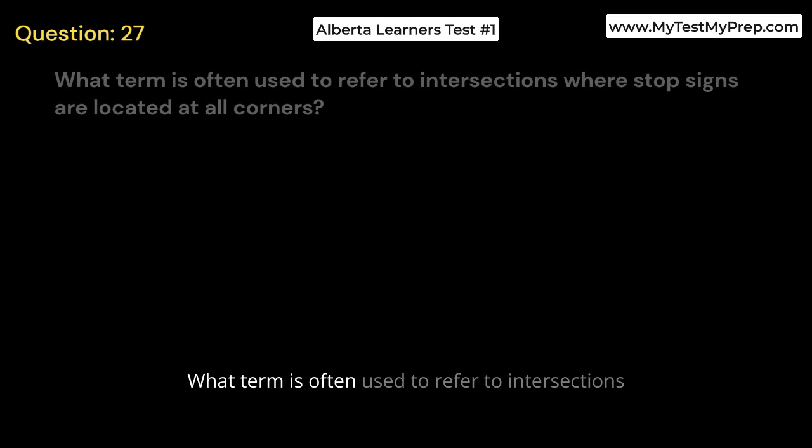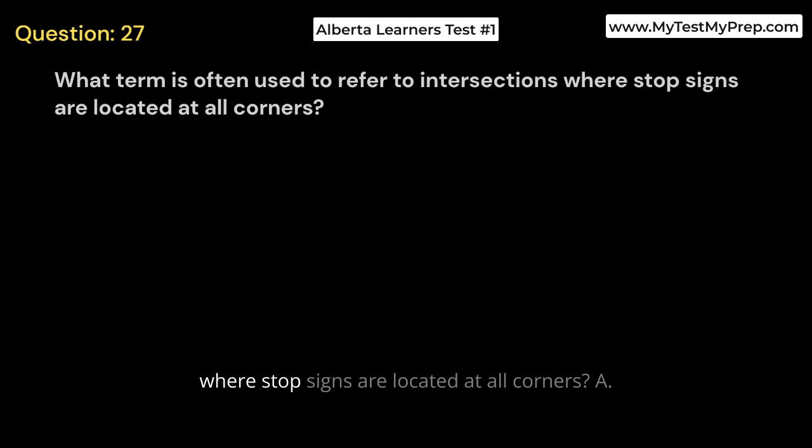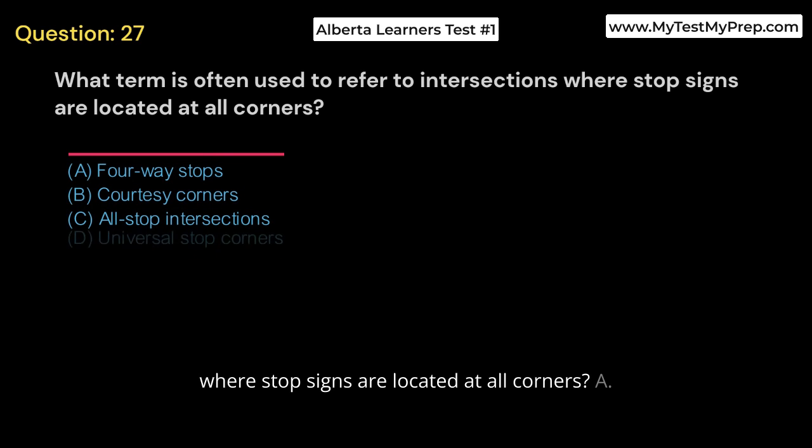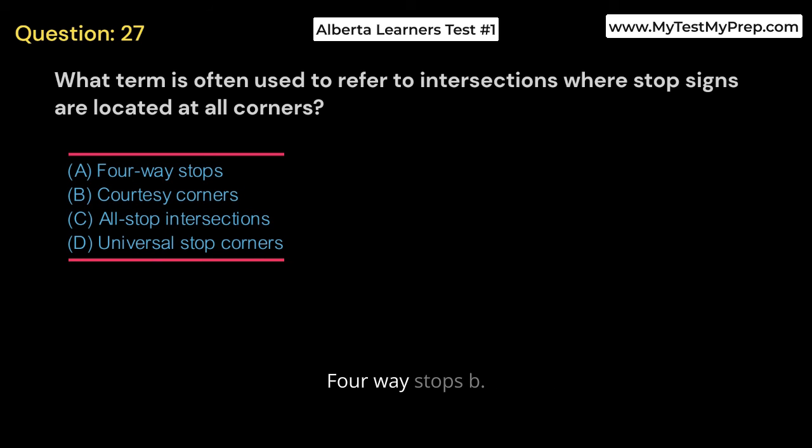What term is often used to refer to intersections where stop signs are located at all corners? A. Four-way stops. B. Courtesy corners. C. All stop intersections. D. Universal stop corners. Answer B. Courtesy corners.